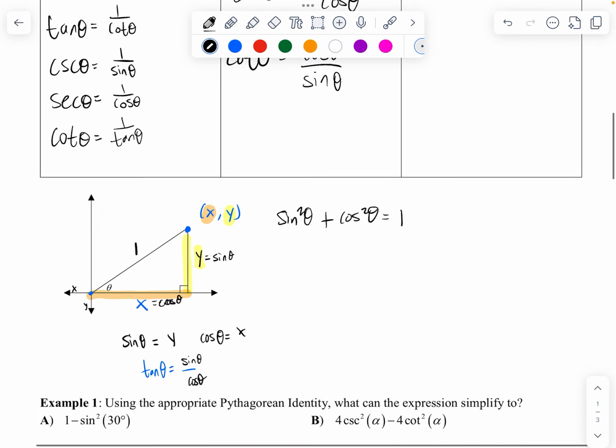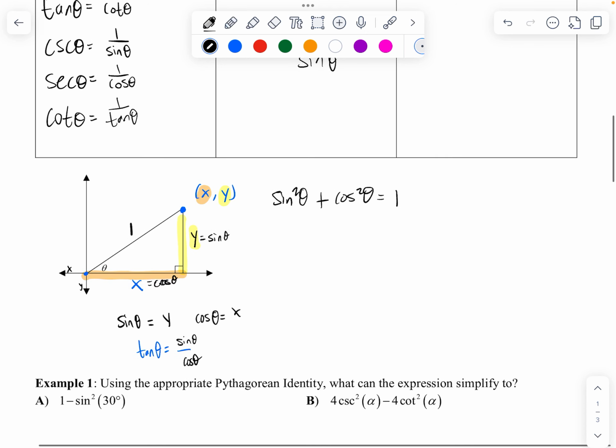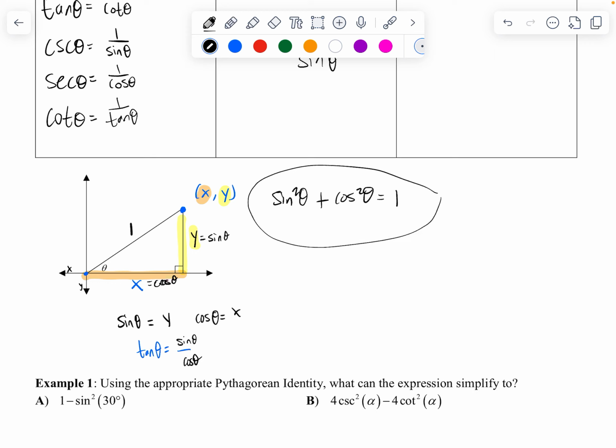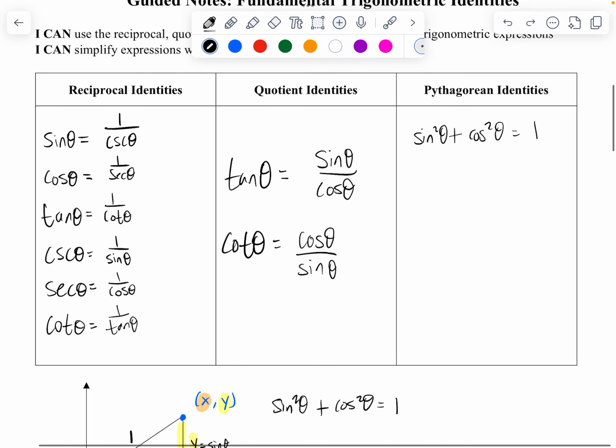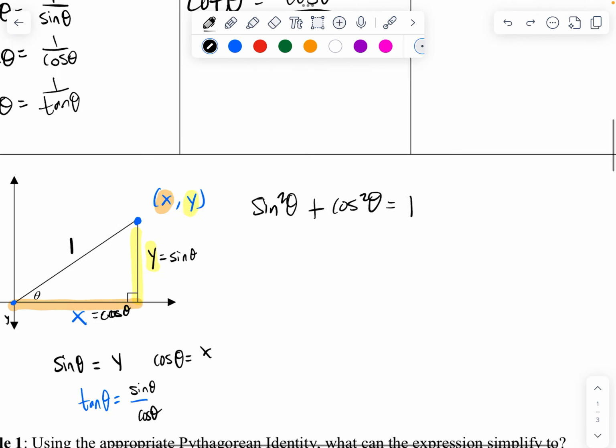Now, if you were to literally Google Pythagorean identities, you can get anywhere between 1 to like 9 different Pythagorean identities. Everything is going to stem from this, that this is the main Pythagorean identity, sine squared plus cosine squared equals 1. Now, I personally like using 3 different Pythagorean identities, and I'm going to manipulate my current one in order to find the others.